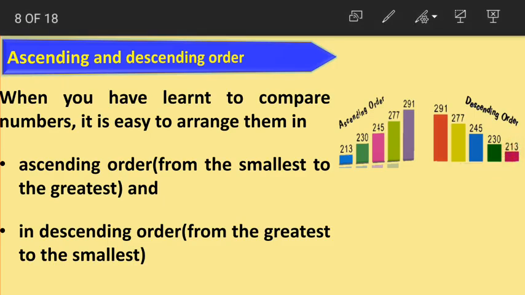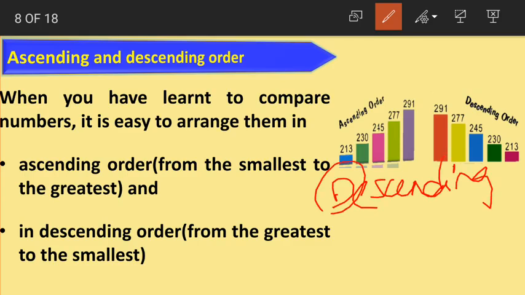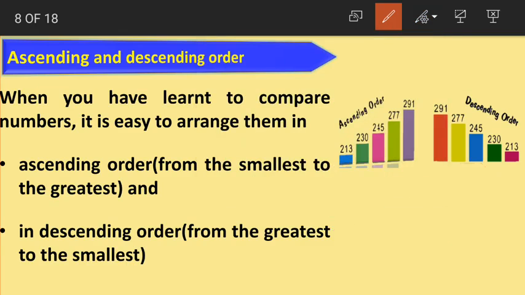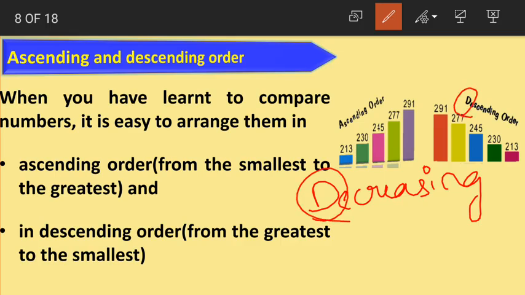Is it clear, children? Now how to remember which is ascending and which is descending? You can remember descending order as descending starts with D. D for decreasing. Don't mind my dirty handwriting, children, please. D for descending and D for decreasing. So descending order has numbers in the decreasing order.